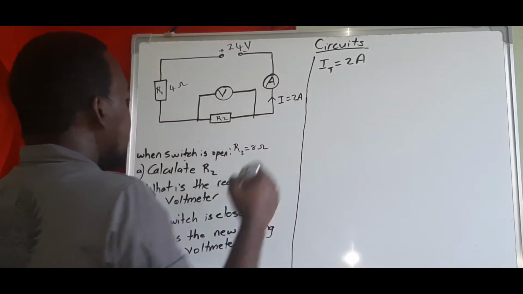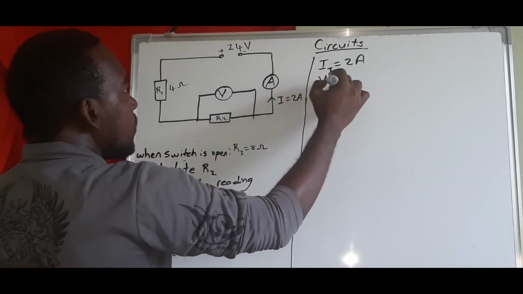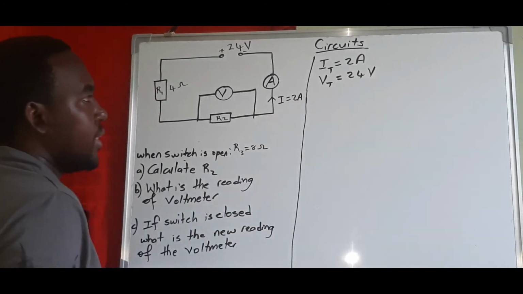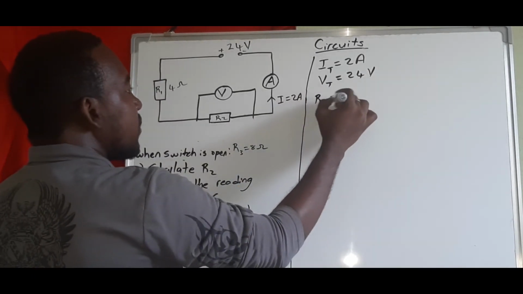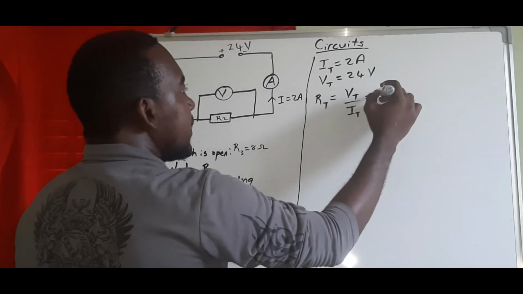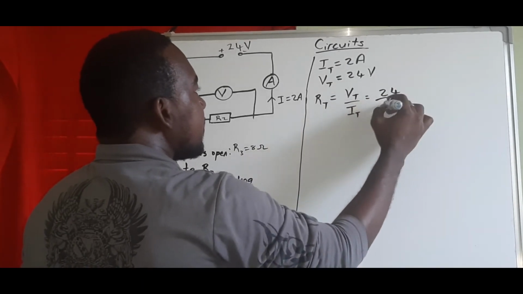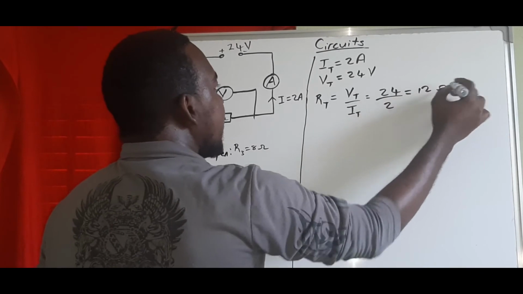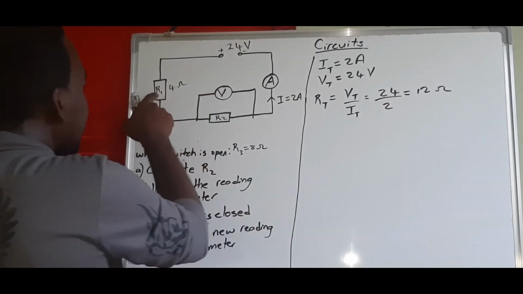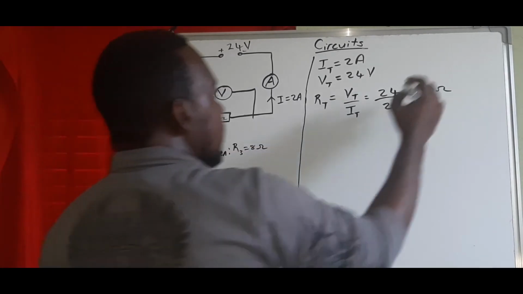And we know that the total voltage is the 24 from your supply, right? So we can find total R, which is VT over IT. So VT is 24, IT is 2. So we get 12 ohm, right? Now we know one of the resistors, and the other one is unknown.